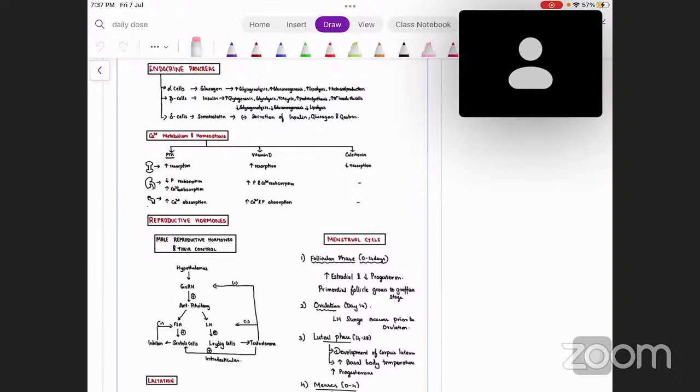Temperature, pain and light touch, spinothalamic tract. Flexion is carried out by rubrospinal tract, extension by vestibulospinal tract, auditory impulse by tectospinal tract, voluntary movement by corticospinal, respiration and muscle tone by reticulospinal tract. So with that, we have done our entire high yield areas of physiology.